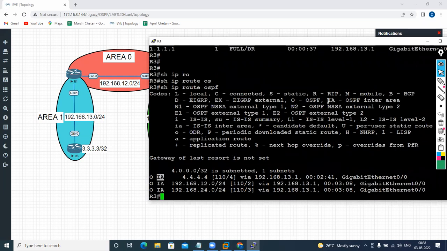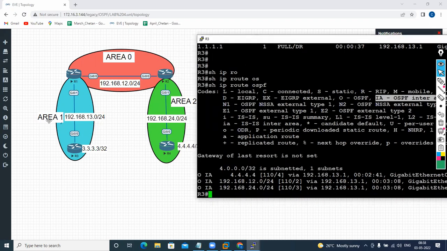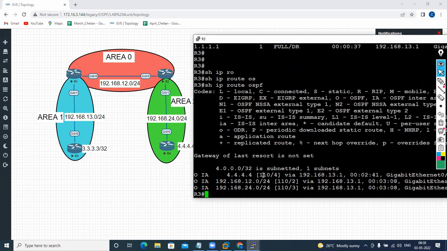Can you see here? What do we mean by inter area? It is coming from a different area. It is not originated in area 1. It is originated from area 0, and it is originated from area 2, different areas. That's why we call it inter area. If we talk about the AD value, again the AD value is the same. For intra area and for inter area, the AD value is the same, that is 110.